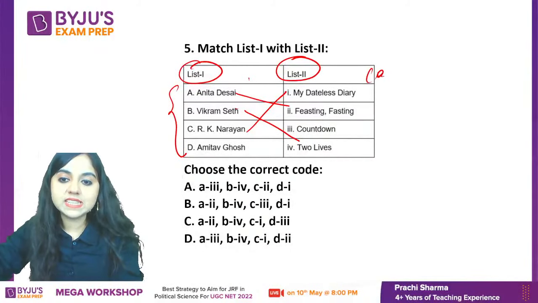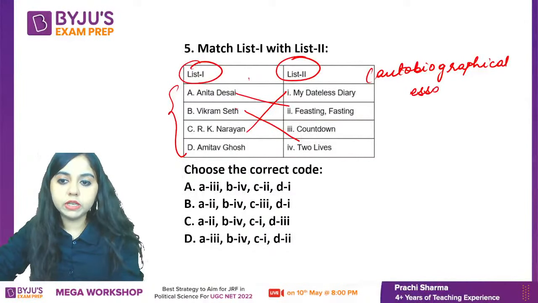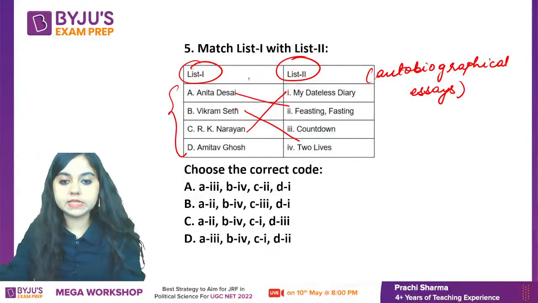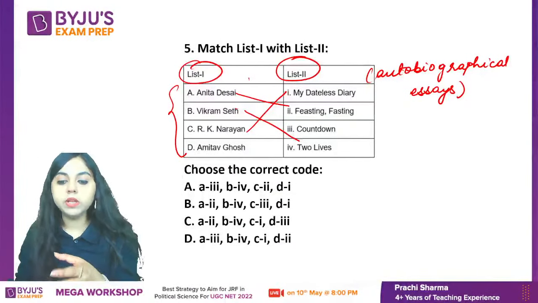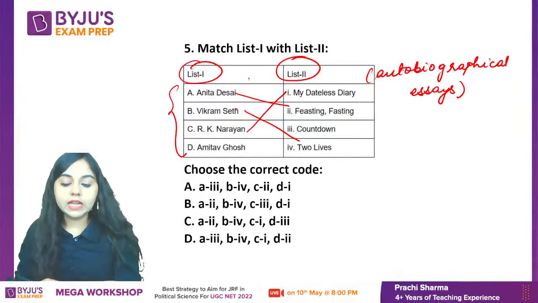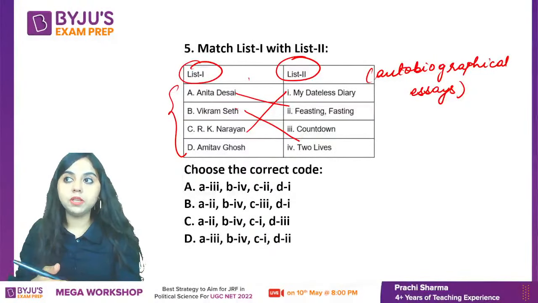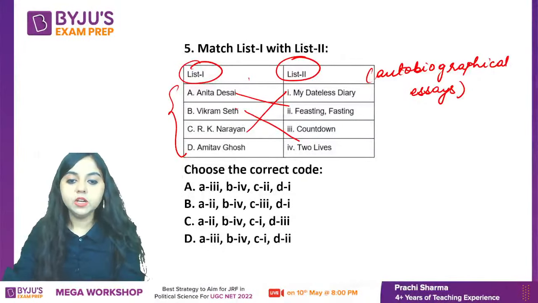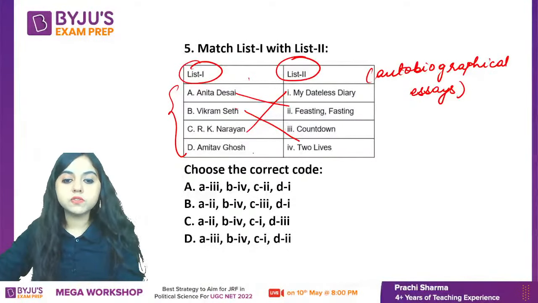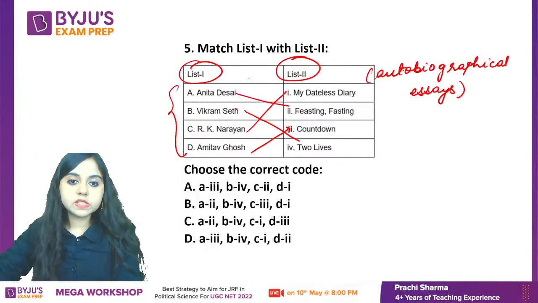My Dateless Diary. What are these? These are autobiographical essays that we're talking about. Amitav Ghosh is associated with Countdown. It is non-fictional work that tells you about how Amitav Ghosh had visited Pokhran. Pokhran was the nuclear testing site, right? So Countdown is literally telling you about his visit to Pokhran. So this is what it is.